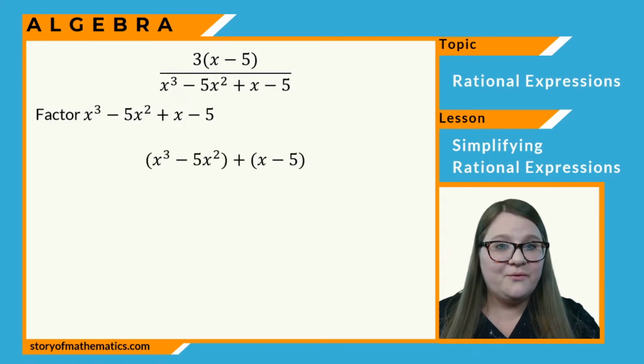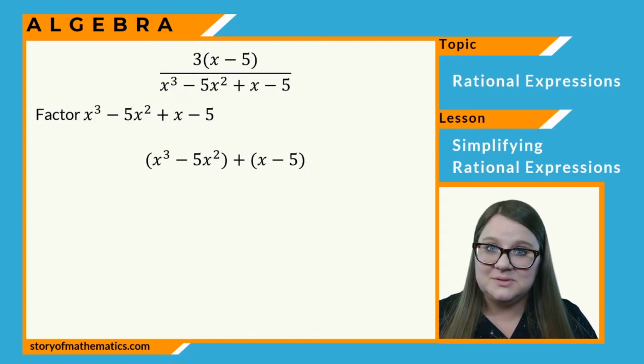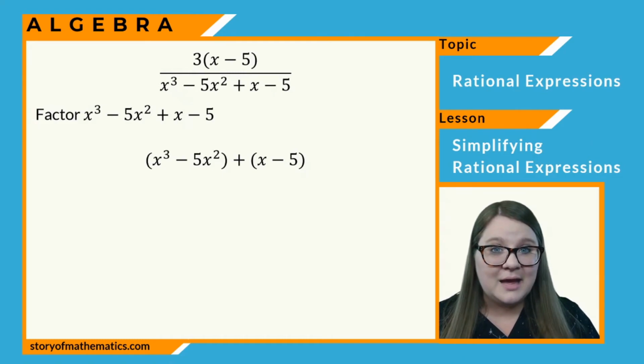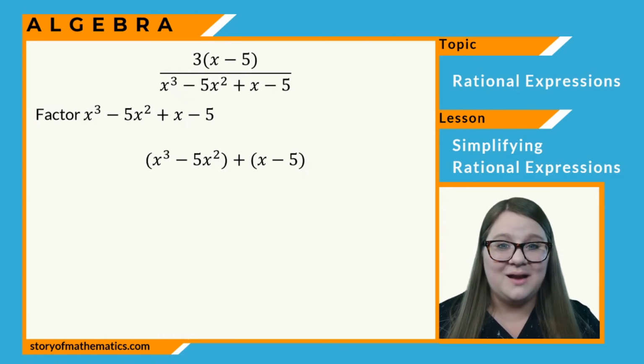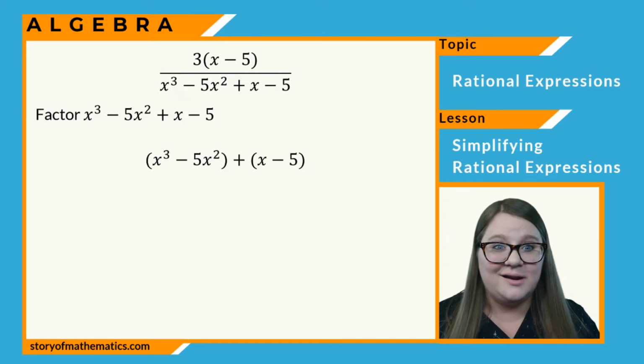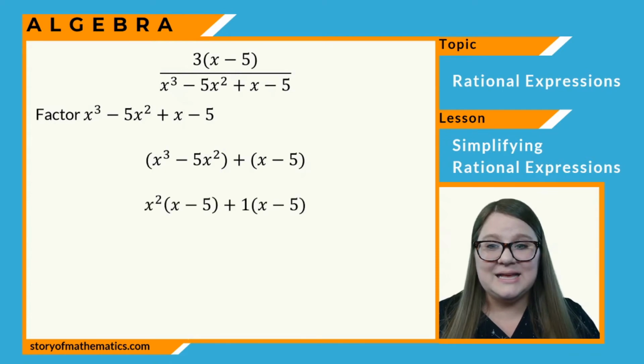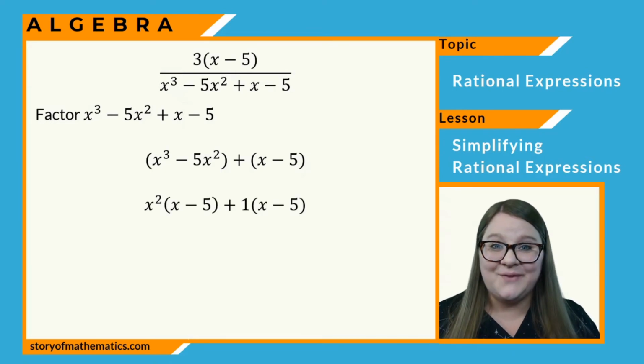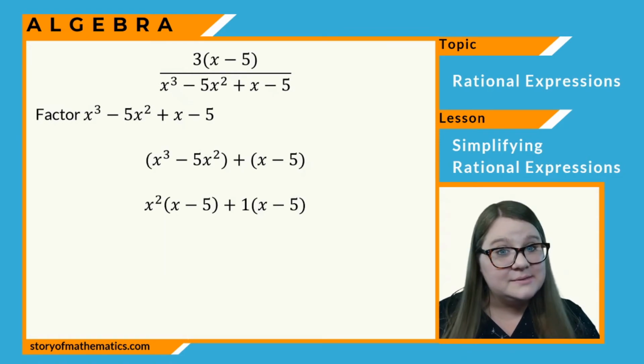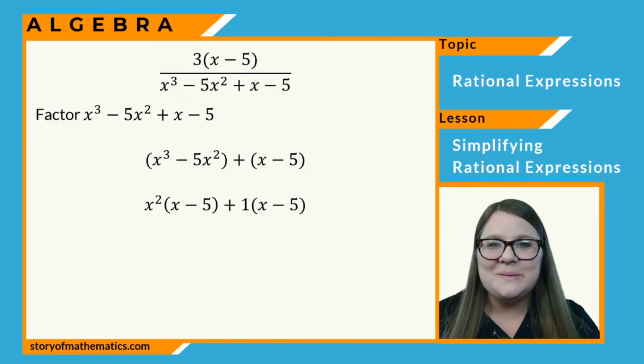So I'm going to group the first two terms and the last two terms together. Now, when I look at x cubed minus 5x squared, I see it has a greatest common factor of x squared. So that's what I'm going to pull out of that pair. And that gives me x squared times x minus 5. Now, when I look at the last pair, x minus 5, they don't seem to share a greatest common factor. So I'm just going to pull out a 1. So I have plus 1 times x minus 5.